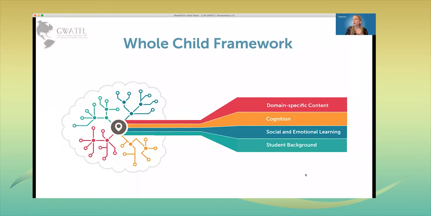And so what our Learner Variability Navigator seeks to do is identify factors across a whole child framework. So when we say whole child, what we mean is factors across content, cognitive factors like long-term memory, social and emotional learning factors like motivation, and student background factors like safety, sleep, primary language. All of those things can impact a child's learning and can vary according to different contexts.